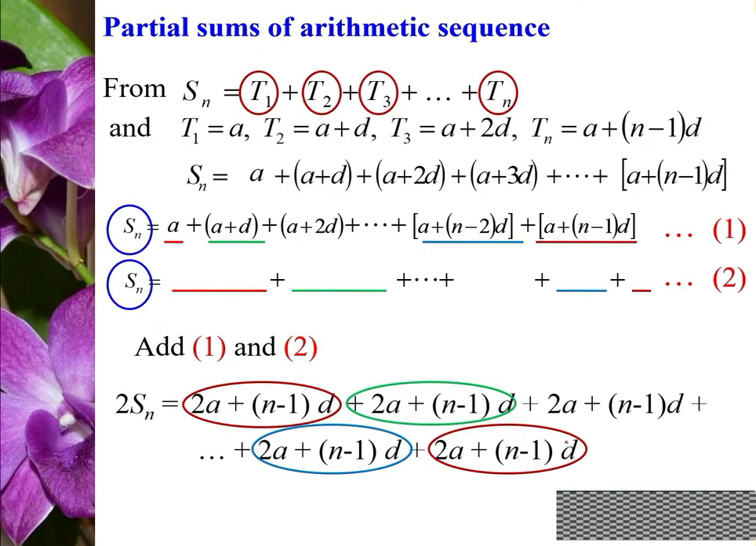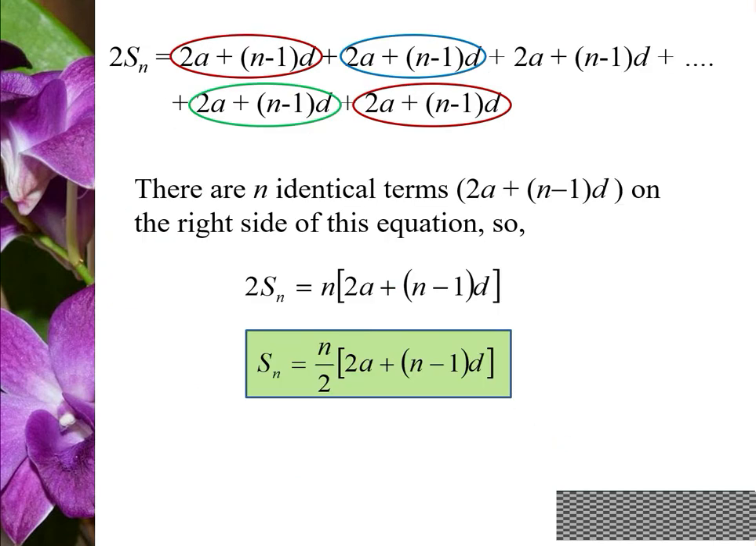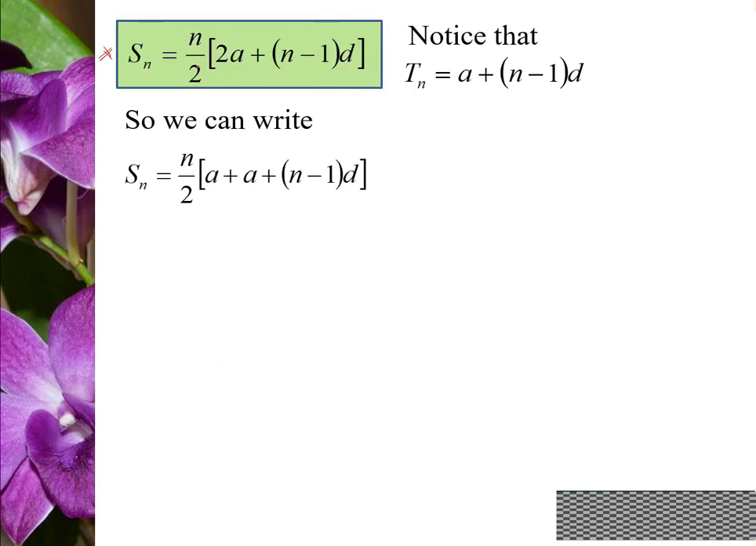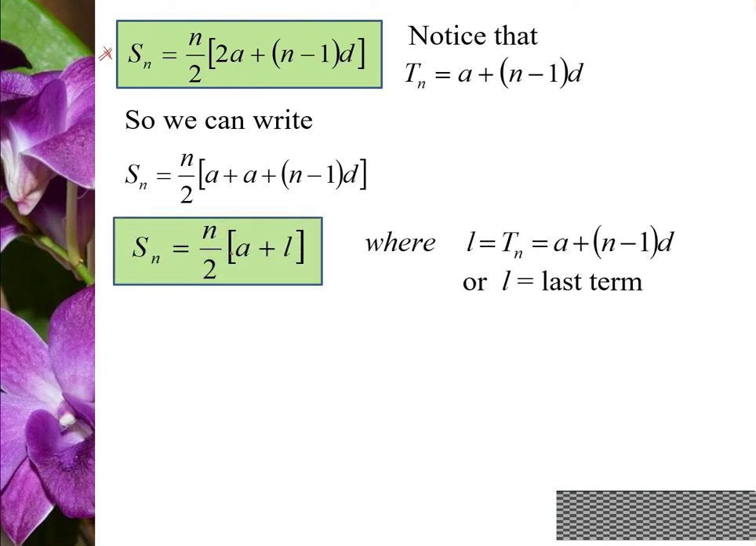Next, we will learn about partial sums of arithmetic sequence. You can go through this proof on your own. The important formula that you need to know is this: Sn equal to n over 2 times 2a plus n minus 1 times d. Besides this formula that we can use for the sums of arithmetic sequence, we can also use this formula. Usually we use the second formula of sums whenever the question gives us the last term and the first term of the sequence.